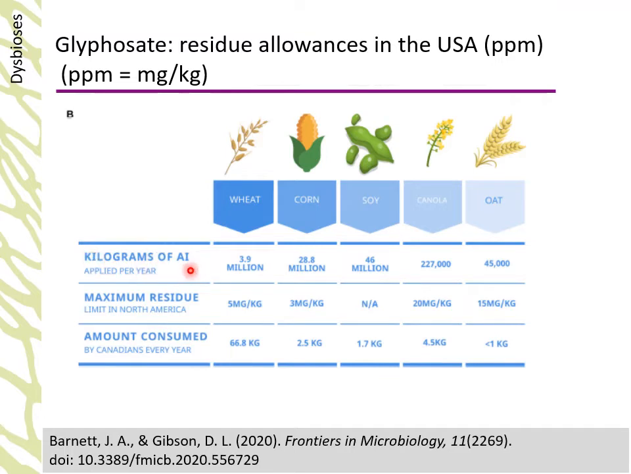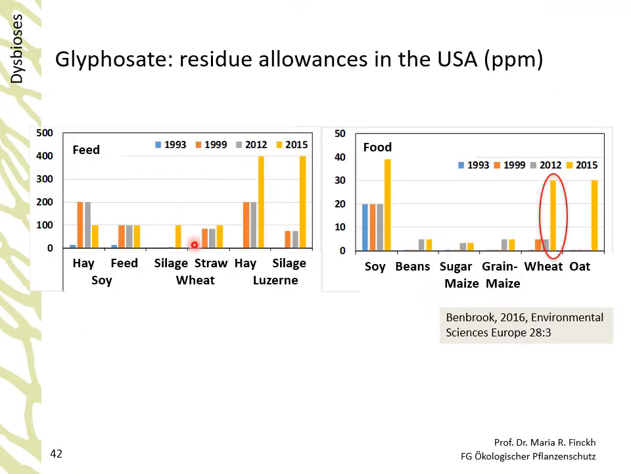They looked at how much glyphosate is applied to wheat. Not as much as in corn and soybean because those are genetically modified, but still. And then they looked at the maximum residue level in North America, and they took the data from 2015 from Health Canada. Unfortunately, they were wrong. When you look at the paper by Benbrook, that was also from 2016, he already showed how the residue levels have changed.